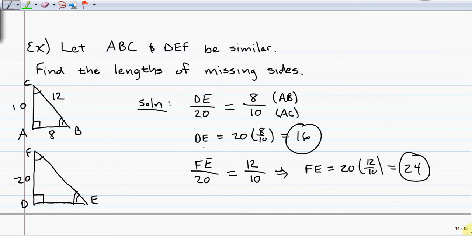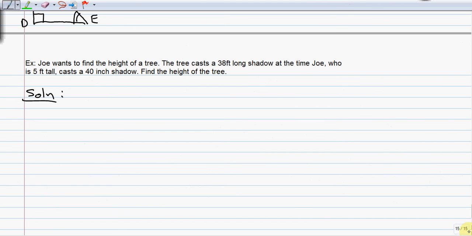One last problem. This also has to do with similar triangles, but it's in a word problem. So let's read the problem. First thing you want to do is just read it. Joe wants to find the height of a tree. The tree casts a 38-foot long shadow at the time Joe, who is 5 feet tall, casts a 40-inch shadow. Find the height of the tree.